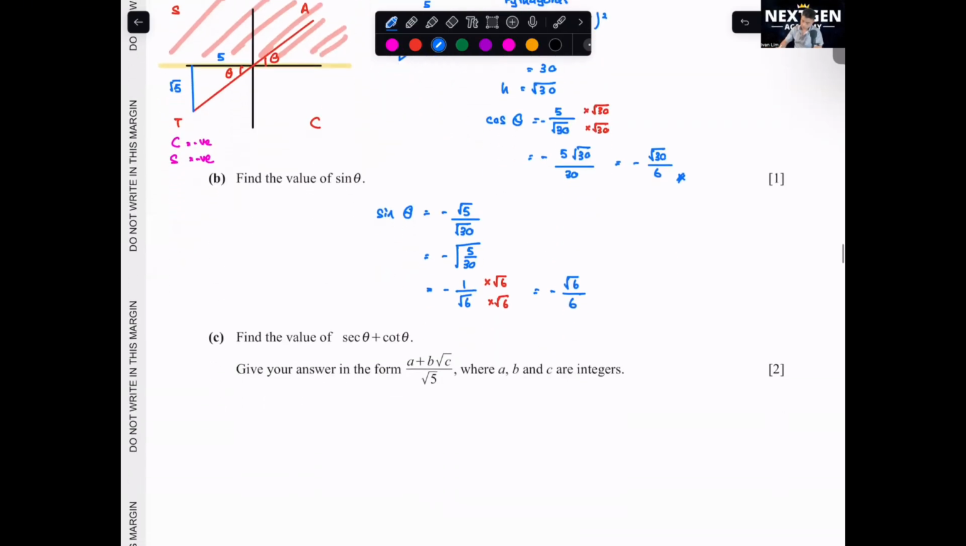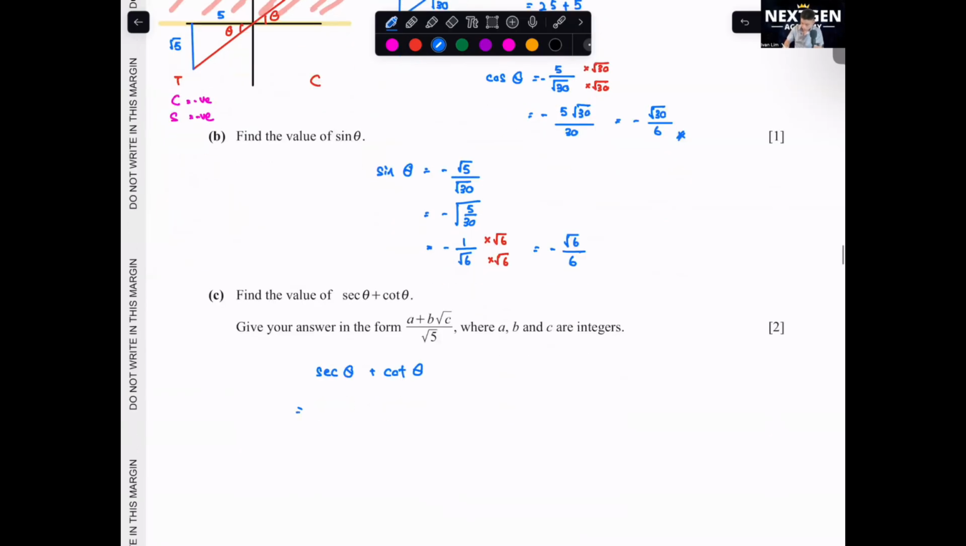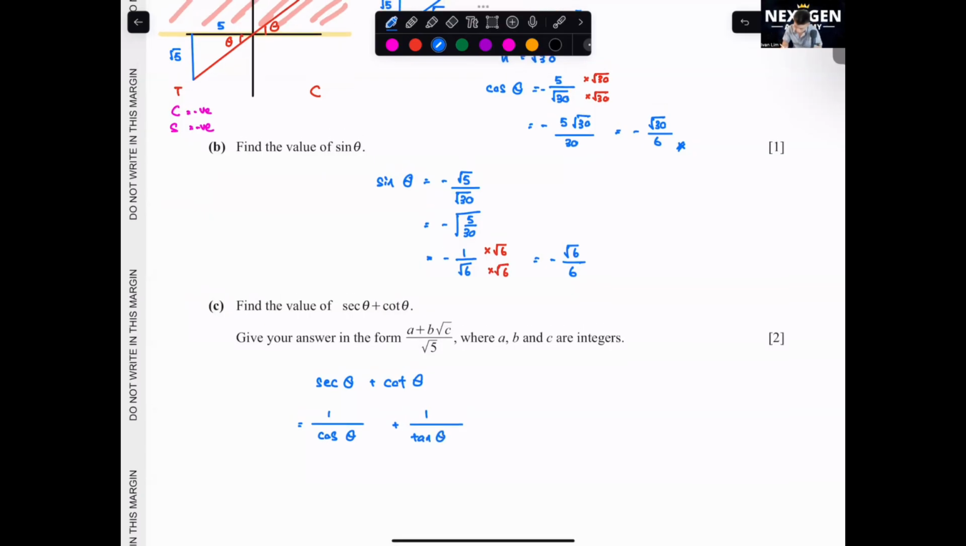Okay, the next one. Now we've got sine, cos, and tangent already. Find the value of secant theta plus cot theta, giving your answer in the form A plus B root C over root 5. So sec theta plus cot theta equals 1 over cos theta plus 1 over tangent theta. Where is the cos?